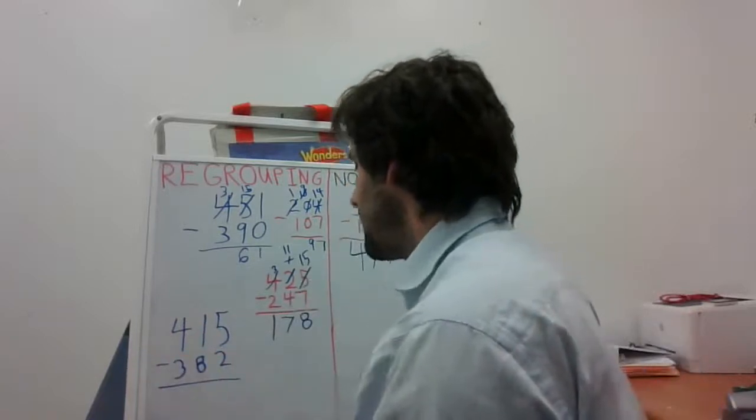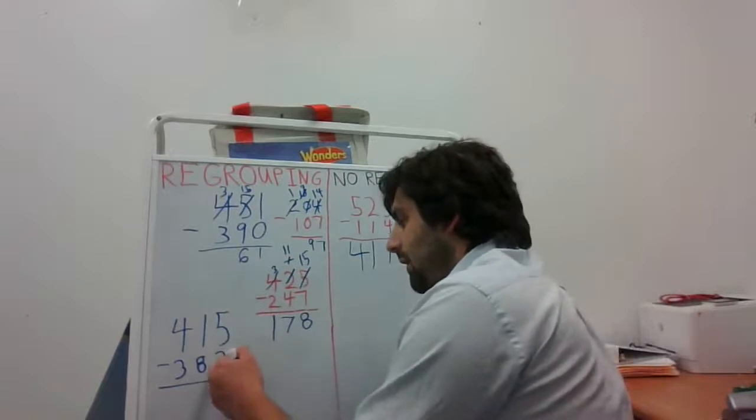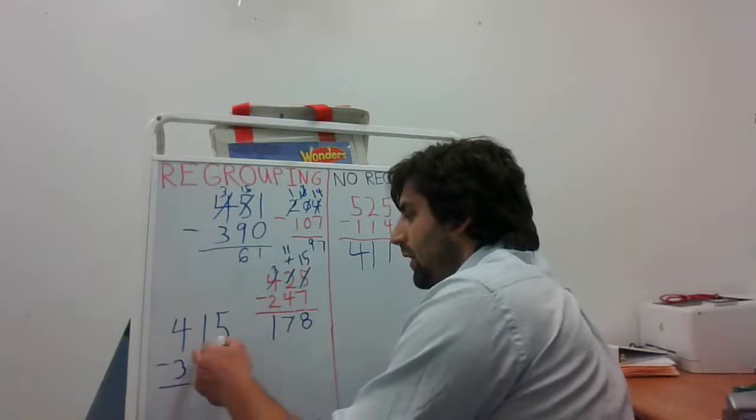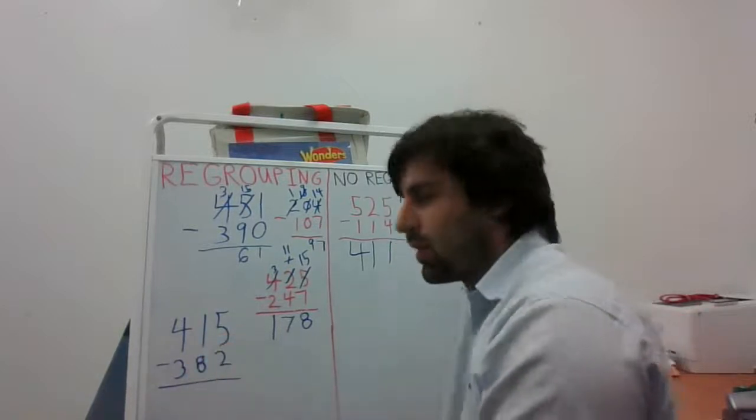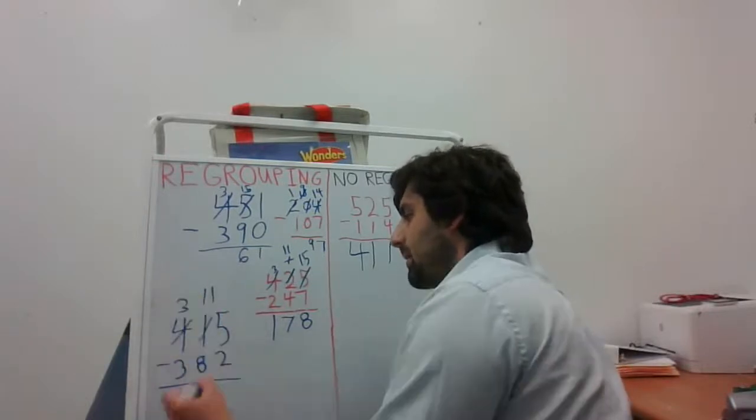Okay, 415 minus 382. So the 5 and the 2 is fine. 5 is bigger than 2. You can't take away 8 if you only have 1 to start with. The 8 is bigger than 1, and 8's on the bottom, so we do need to regroup. So the 1 is going to become an 11. The 4 is going to become a 3.